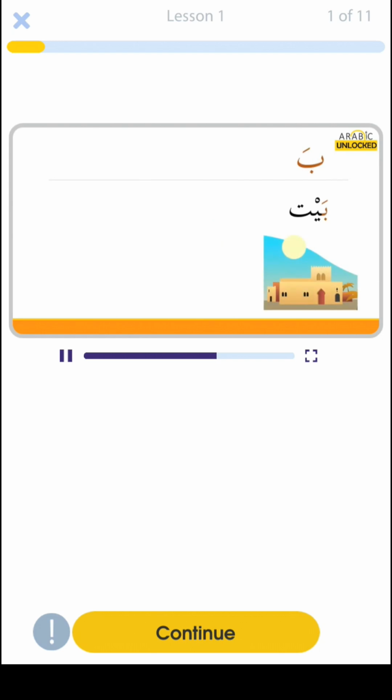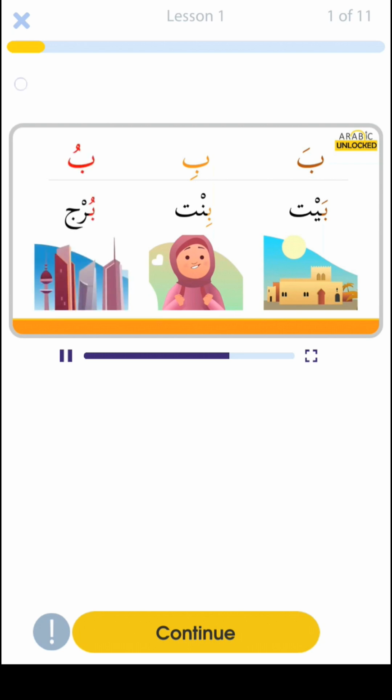Here are some examples of the letter Ba with short vowels used in words. In the word Bait, the Ba has a fatha and makes the Ba sound in the word Bait, which means house. Bint. In the word Bint, the Ba has a kasra and makes the B sound, and Bint means girl. Burj. In the word Burj, the Ba has a dhamma and makes the Bu sound, which means building or tower.